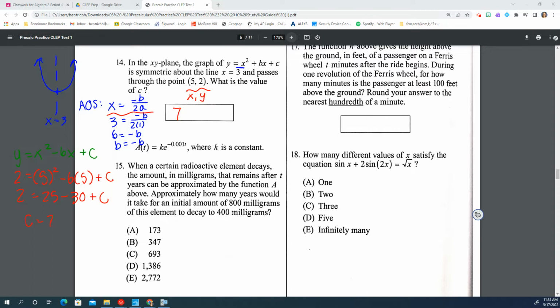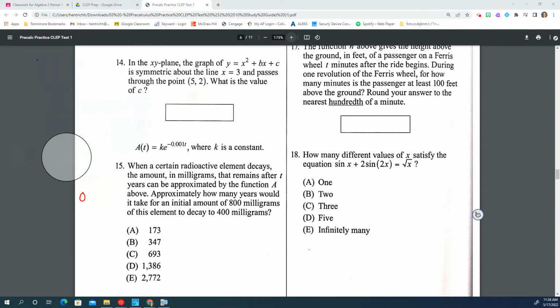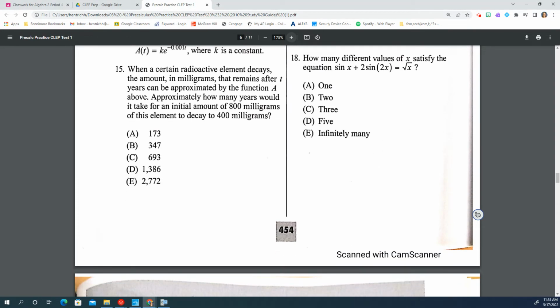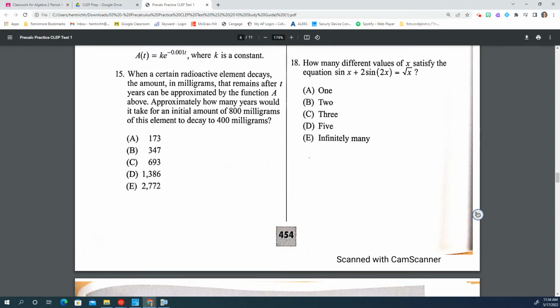Here's some more exponential content for you. It's been a while since we've done exponential and logs. That was like chapter 3. I don't remember anything. So this is an exponential type of word problem here, and I know it's exponential just by looking at my equation because my t variable is in the exponent spot. It says when a certain radioactive element decays, the amount in milligrams that remains after t number of years can be approximated by that function a of t above. Approximately how many years would it take for an initial amount of 800 milligrams of this element to decay to 400 milligrams? I remember there was a problem almost exactly like this on your chapter 3 test.